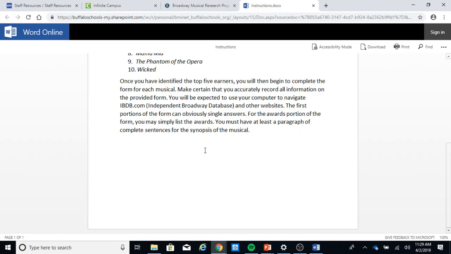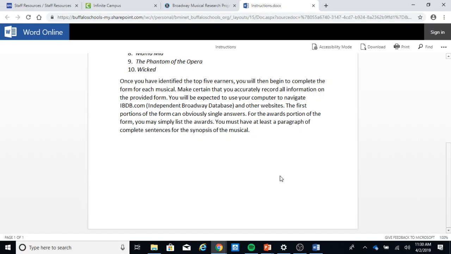The second part of the form, which is the awards portion of the form, you're simply just going to list the awards. So that's not complete sentences either. List the awards, but make sure when you list the awards, I'm only interested in Tony Awards. I don't care about Theater Desk Awards and anything else, just Tony Awards. I'm going to show you how to get this stuff. Make sure that you put the year, the award, and note whether it was nominated or actually won the award. Okay, got it? Because there's a difference. And we'll take a look at that in a minute.